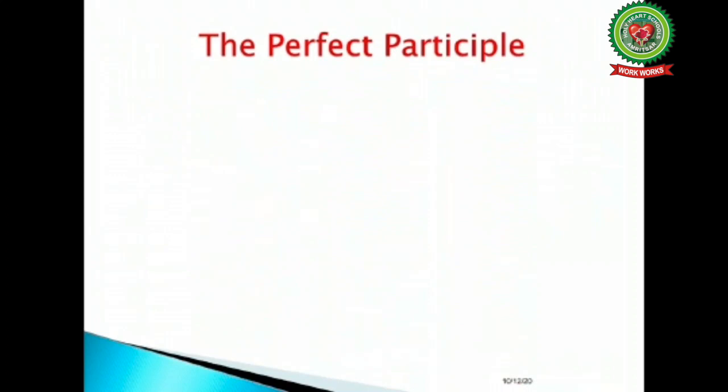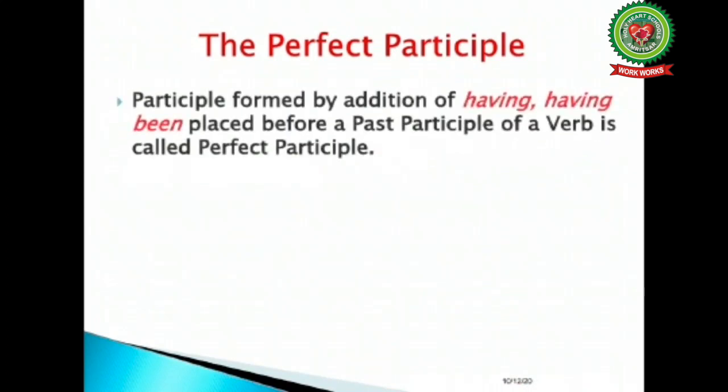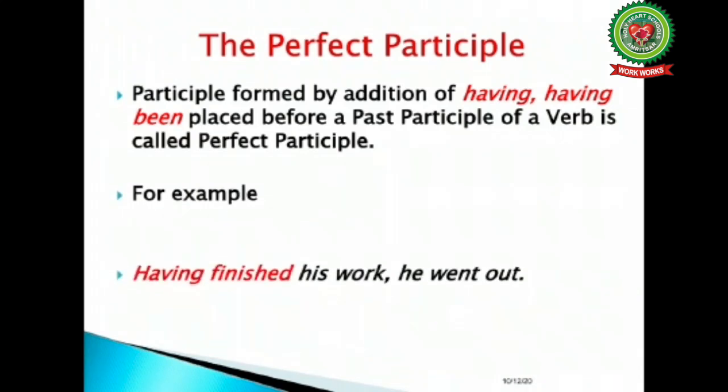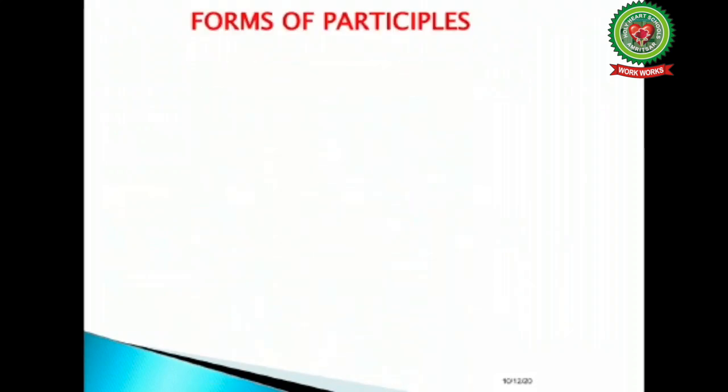Let us understand the perfect participle. Participle formed by addition of having been, placed before a past participle of a verb is called perfect participle. For example, having finished his work, he went out. In this sentence, we have used the word having with the word finished, which is the past participle, or children, we can say the third form of the verb. So, having plus third form of verb makes it perfect participle. Let us understand the forms of participles.